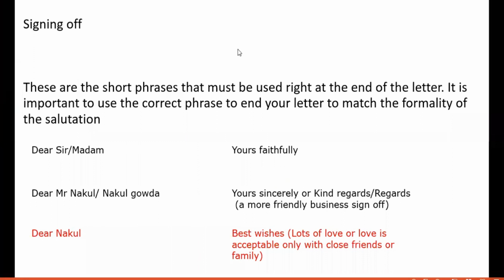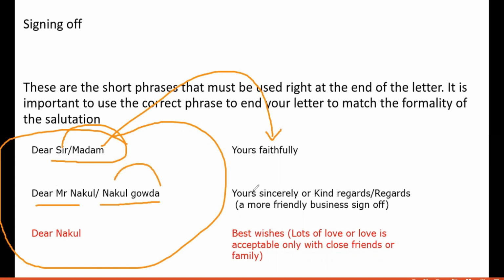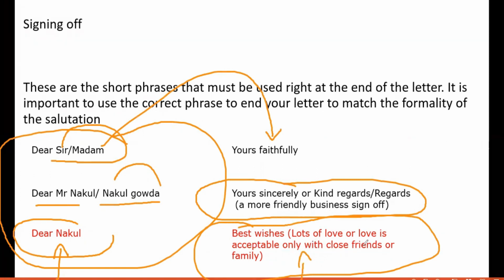But what about the signing of the closing salutation, which is the point 7? These are the short phrases that always go with few of the tone. For example, for the formal tone, you say dear sir or madam, and then yours faithfully. Just memorize them and write. For a semi-formal letter, you're gonna say dear Mr. Nakul, or you're gonna write the full name, yours sincerely, or kind regards. This is semi-formal letter. And for informal letter, you can just say dear Nakul. Here, whatever you want, you can write with your close friends, like best wishes, lots of love. Anything is fine with respect to family or a close friend.